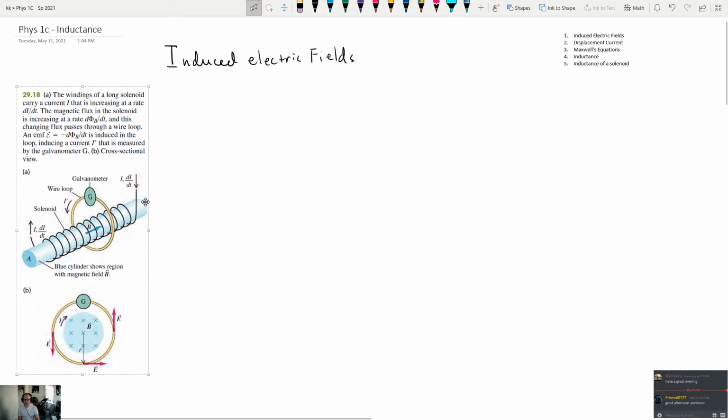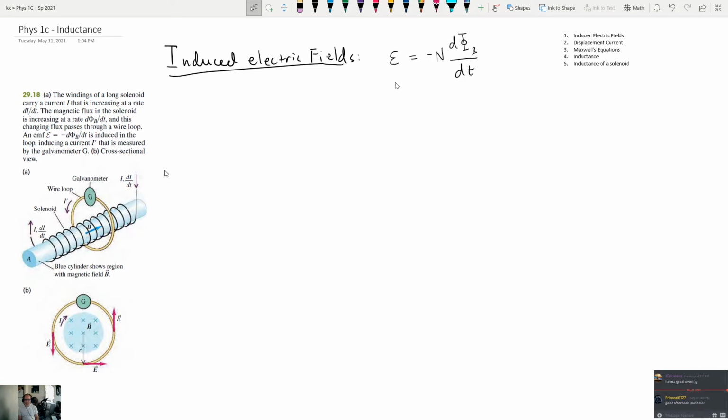It says that the current through the coil is increasing, which means there's going to be a flux through this ring out here. The ring is just a wire loop, the gold ring right here, and it has a galvanometer on it. Now, what we learned in the last chapter, or this is the same chapter actually, is what's called Faraday's Law, which says that you're going to have an EMF induced that's going to be equal to negative N times the rate of change of the flux.